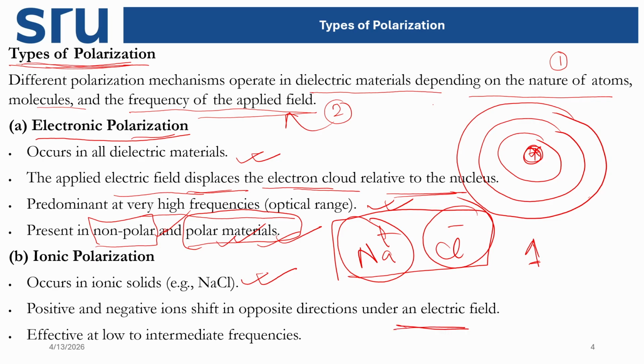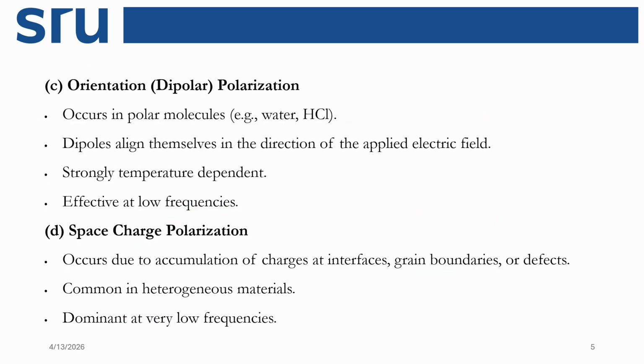So when the ions shift, a dipole moment is created and polarization happens. We call it ionic polarization, because in an ionic compound, the ions move or shift in opposite directions, and so we get polarization. This is called ionic polarization. It normally happens at low to intermediate frequencies, meaning when the electric field we apply is in the low to intermediate frequency range, ionic polarization happens inside the molecule.